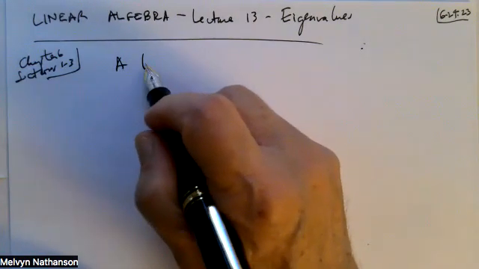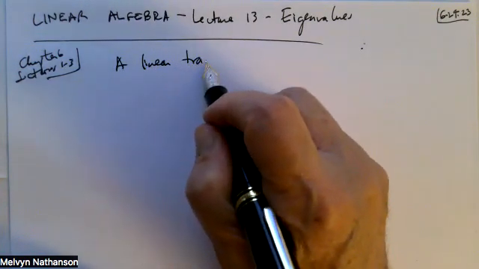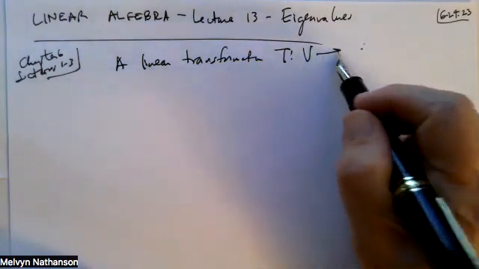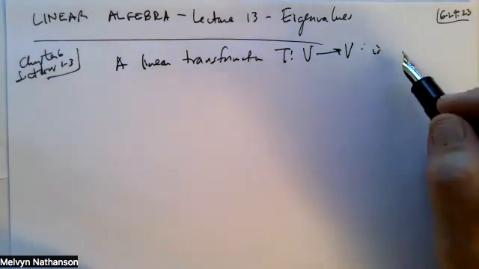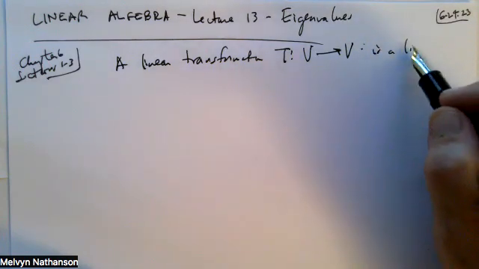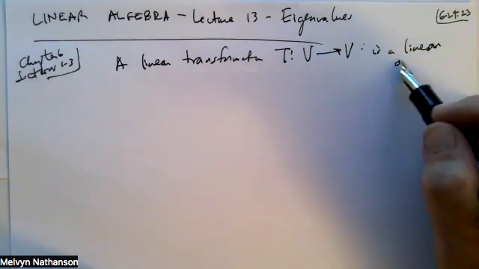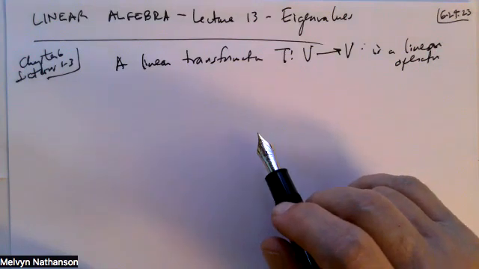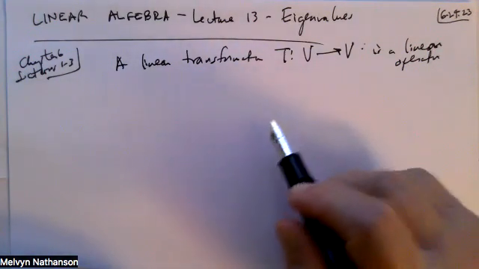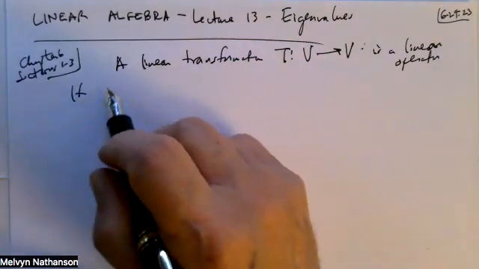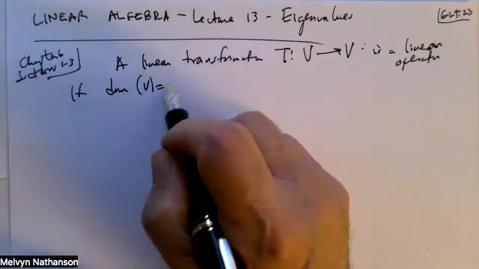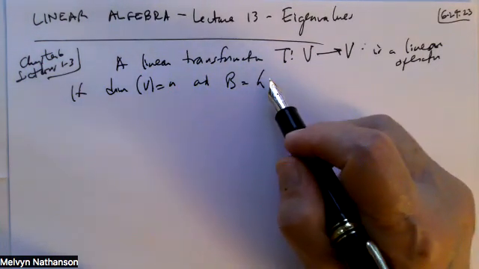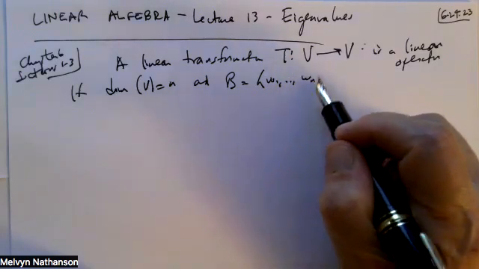So if we have a linear transformation T from a vector space to itself, it is called a linear operator. So a linear operator is just a linear transformation from a vector space to itself, and the dimension of V is n, and we have some basis W1 up to Wn.